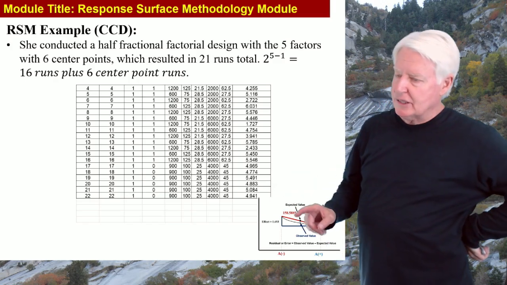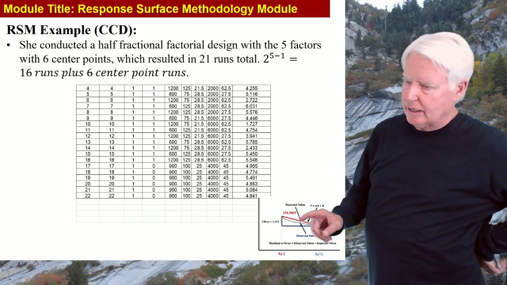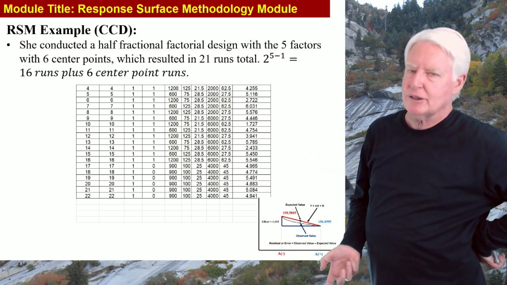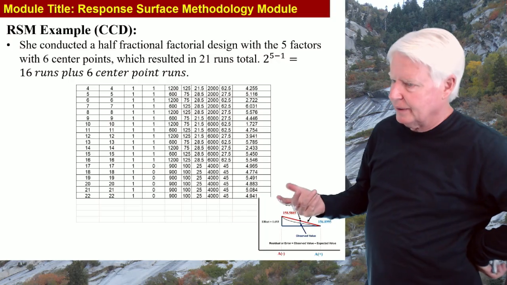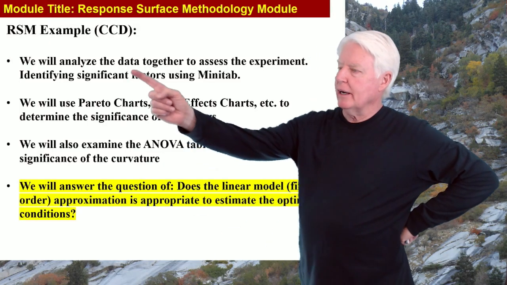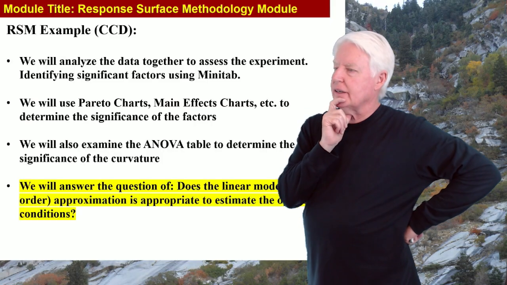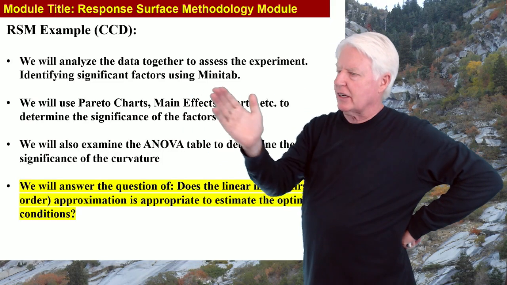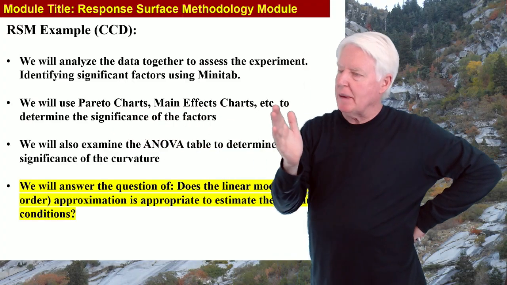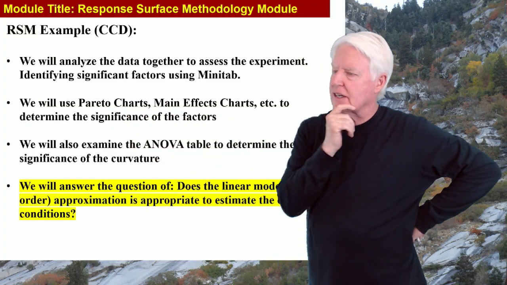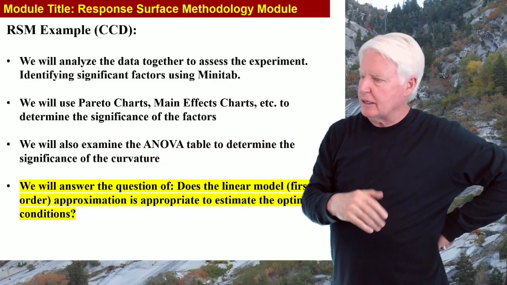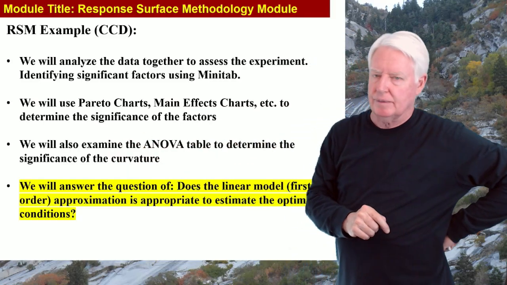And remember, the reason they're running center points is to see if there's any curvature. All it's going to tell you at this point is, hey, there's curvature, but it's not going to really model it for you. All right, continued here. We will analyze the data together to assess the experiment, identifying significant factors using Minitab. We'll use Pareto charts, main effects charts, etc. to determine the significance of the factors. We will also examine the ANOVA table to determine the significance of the curvature.